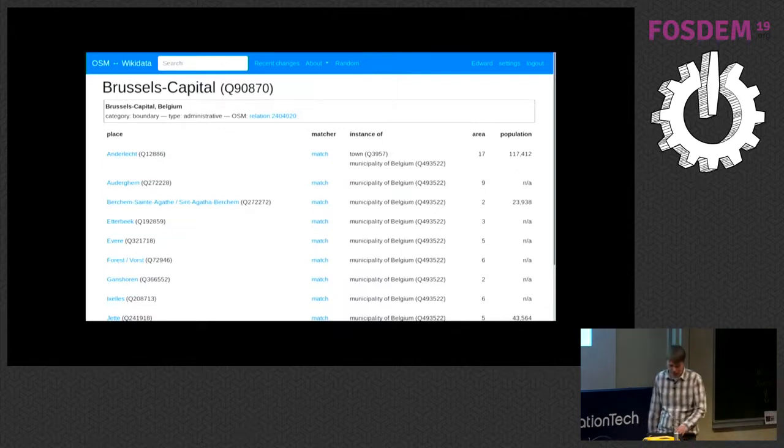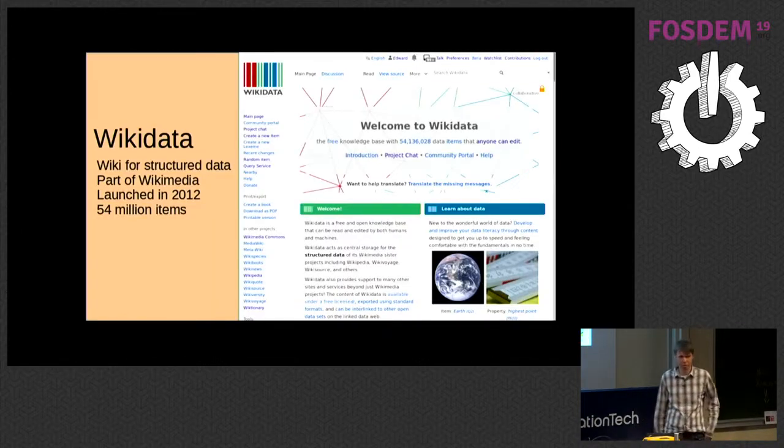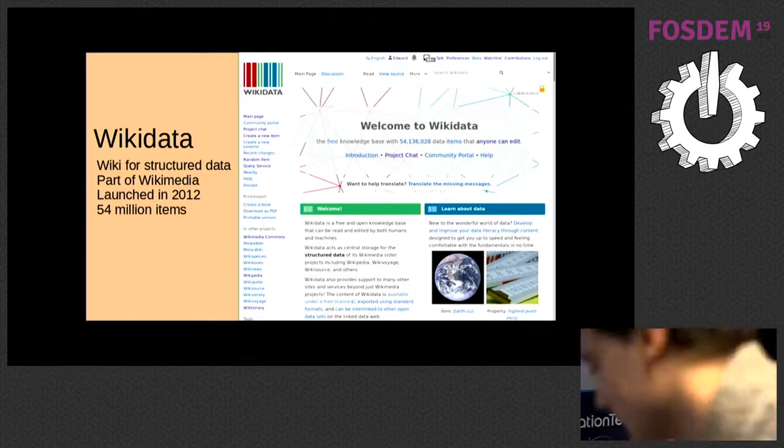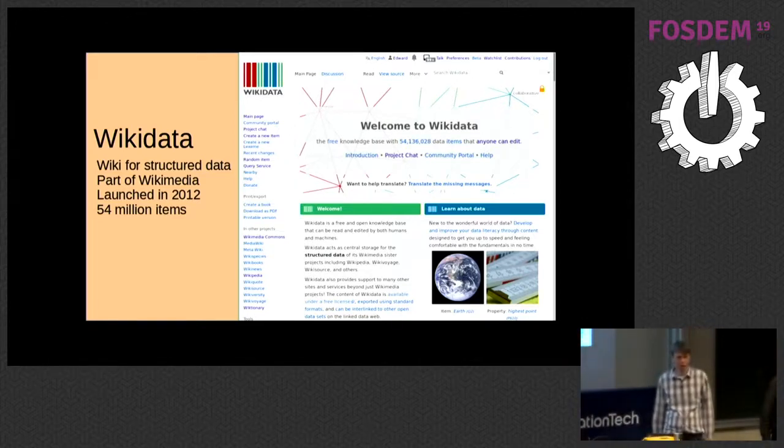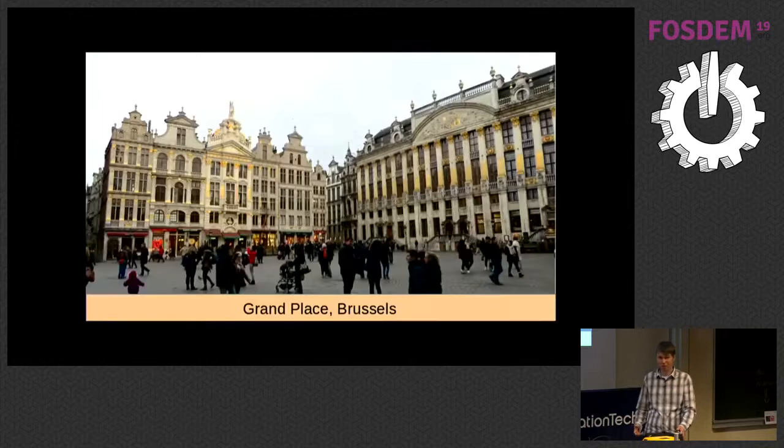So that's most of the features I want to talk about in the software. I'll just talk about Wikidata a bit for people who aren't familiar with Wikidata. It's a database of structured data run by the Wikimedia Foundation, the same people as Wikipedia. It's been around since 2012. And why do we want to do this is the other question. So I'm going to use the Grand Place as my example.